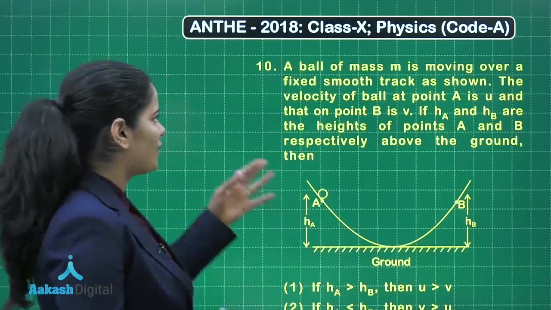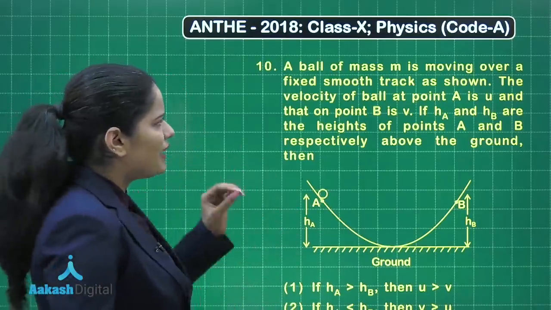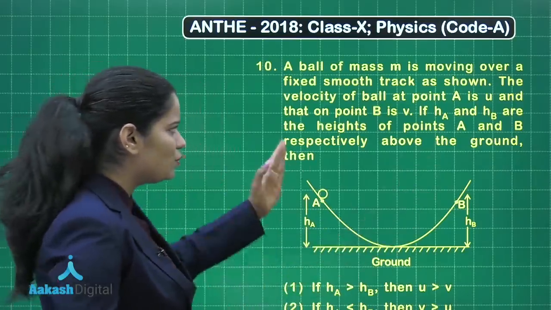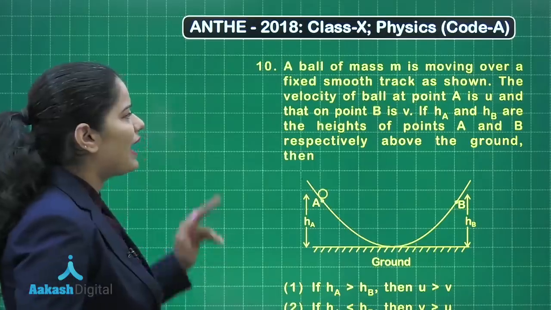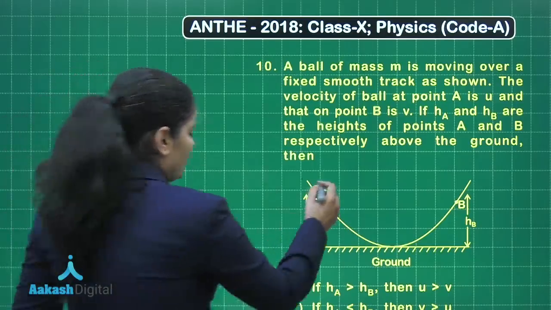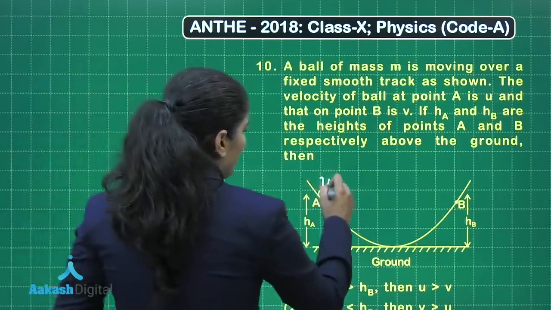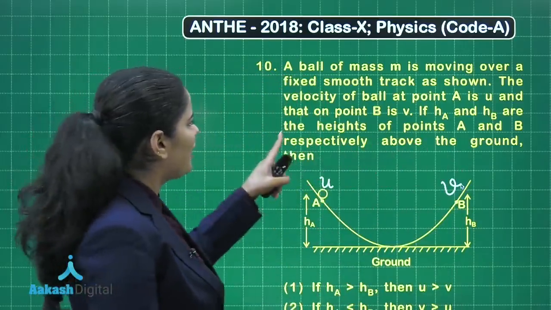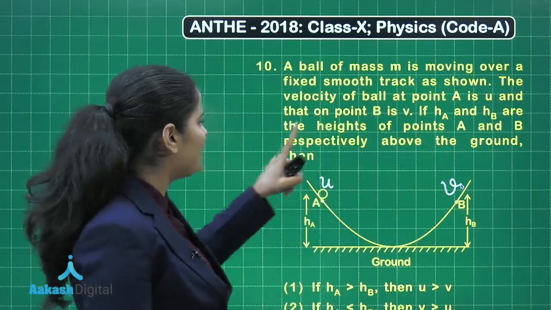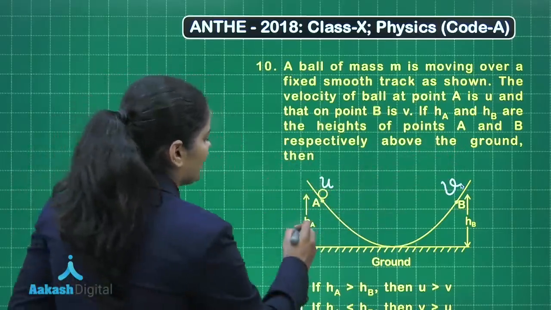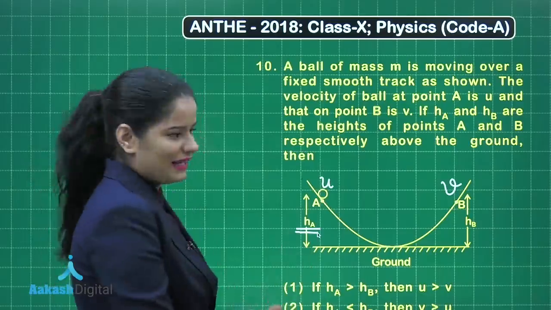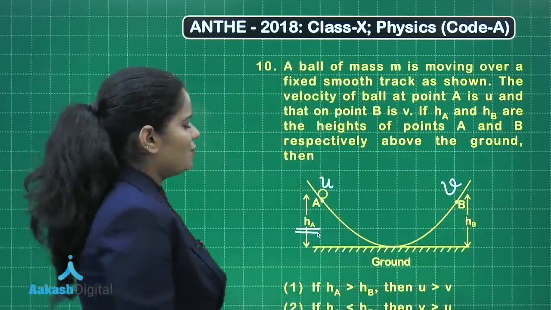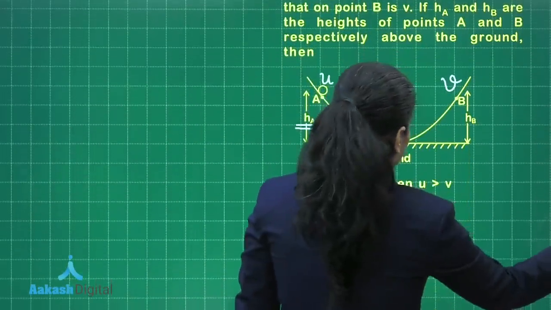Hey, so here we have question number 10, which says a ball of mass m is moving over a fixed smooth track as shown. So we are given the smooth track. The velocity of the ball at point A is u, and at point B the velocity is v. If HA and HB are the heights of points A and B respectively above the ground, we are given the height of point A as HA and the height of point B as HB. We need to find which of the following is the correct option.